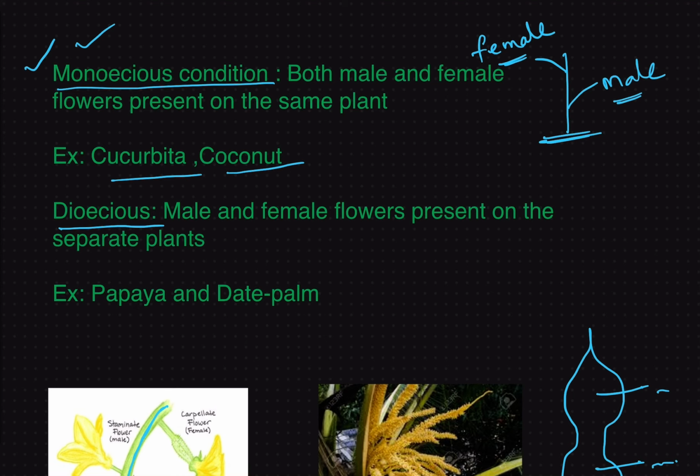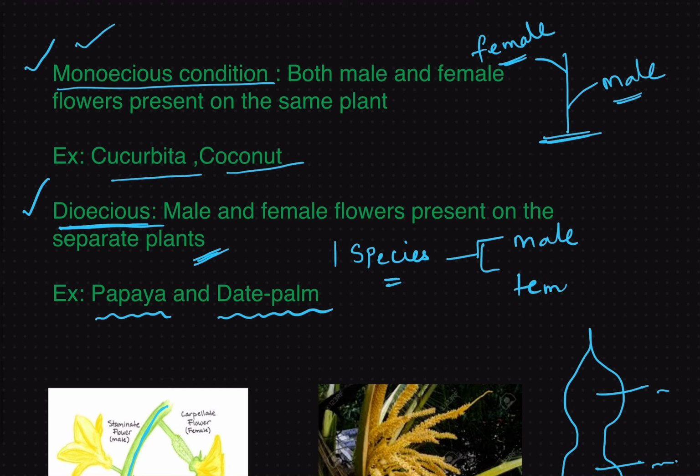Now, what is the dioecious condition? Dioecious means two. The male and female flowers are present on separate plants of the same species. Examples, papaya and date palm. So, in a dioecious condition, one species, say papaya, will have two different plants. One is the male plant, the other is the female plant. The male plant will exclusively carry the male flower, and the female plant will exclusively carry the female flower.